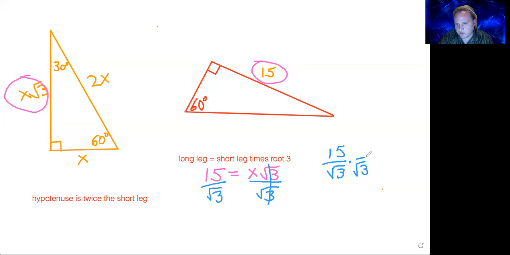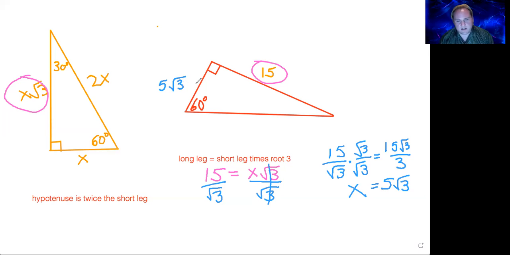If you're not sure what I'm doing right now, what you want to do is look up how to rationalize fractions with radicals, because I don't really want to cover that in this video here. Okay, the main idea is that we can't have a radical in the bottom of the fraction. So we fix it like so. So we solve for x. So this is the short leg, 5 root 3.